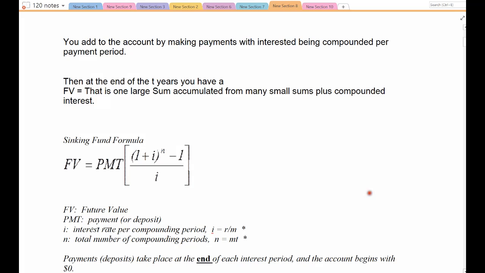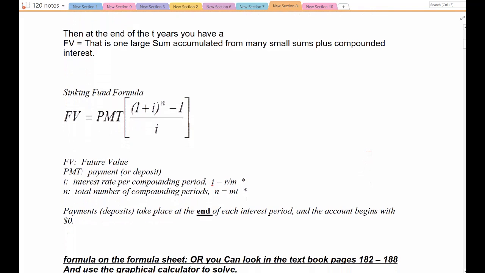Alright, so the formula. So again, it's always a good idea to understand how the accumulation formula works. Now, I will do one example with the formula, and then the rest of them I'm going to do with the TVM solver. I'm going to assume most of you will do, and I encourage you to do the TVM solver. But you should have at least the basic understanding of what the solver is doing. It's solving this formula. Alright, so here is the sinking fund formula, and so it's solving for a future value.